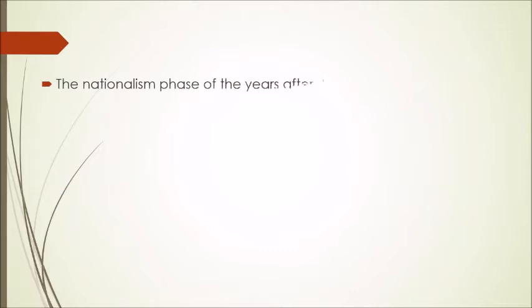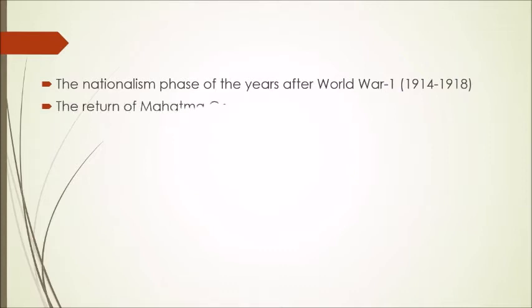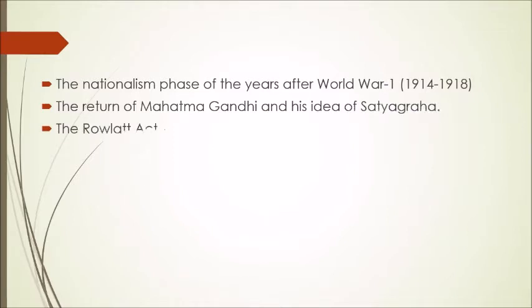First, we will see the nationalism phase of the years after First World War. Then, we will talk about the return of Mahatma Gandhi and his idea of Satyagraha which he brought with him from South Africa. Then we talk of the Rowlatt Act, its powers, the Jallianwala Bagh massacre which happened in Amritsar.